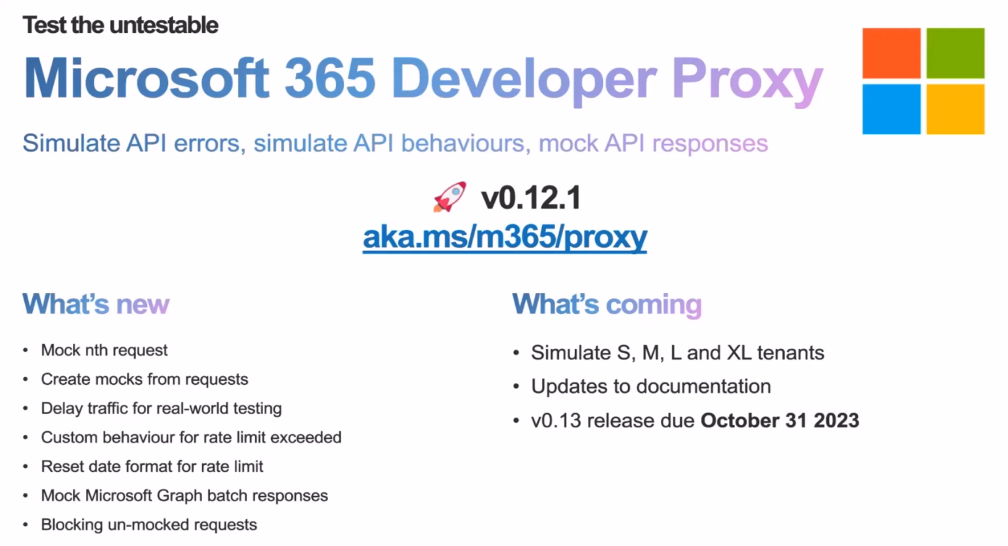And we've added some new features for rate limiting as well, so that you can use rate limiting with any API. And we've got examples of how to implement rate limiting with the OpenAI API as well. And we've got further updates for Microsoft Graph batch responses as well. And one last feature of being able to throw errors if you've got requests that are not mocked, so you can identify those and then mock them.